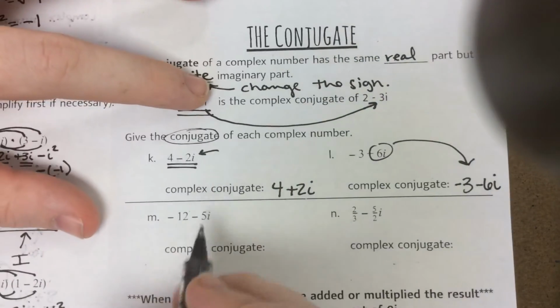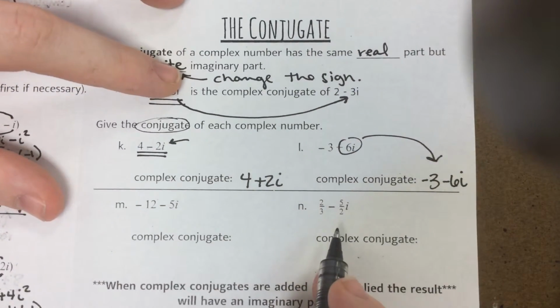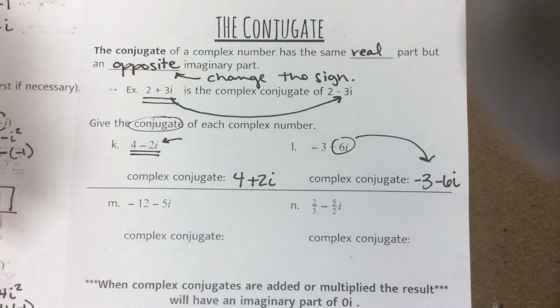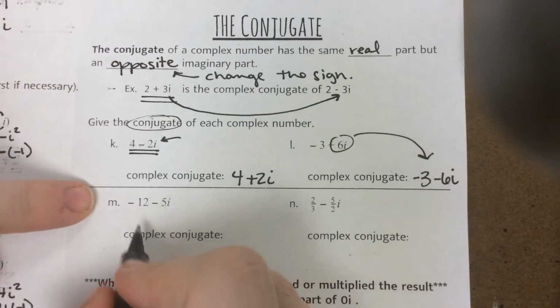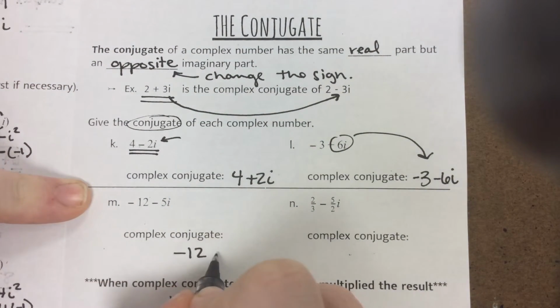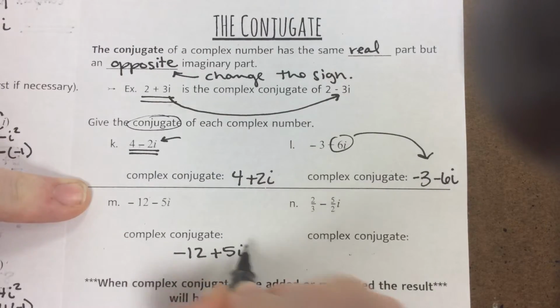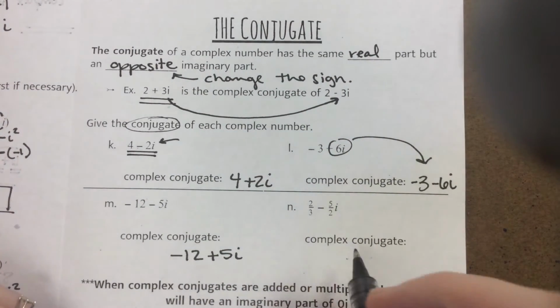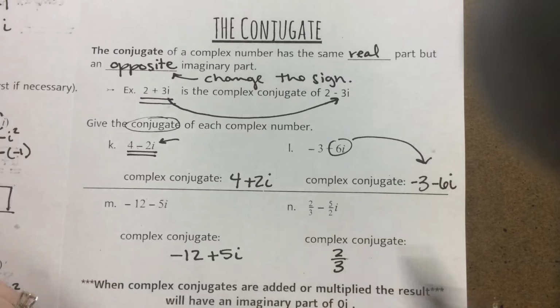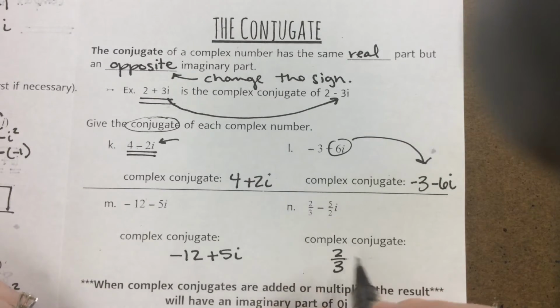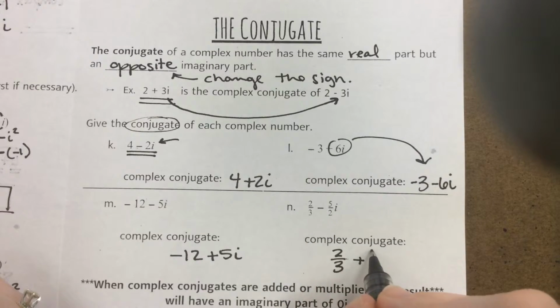Okay. Try M and N on your own. The complex conjugate for this is a negative 12 plus 5i. For the complex conjugate of this one, the 2/3, don't let the fractions throw you off, no big deal. 2/3 is the real part, the imaginary part is the part with the i, so we'll change that to a positive 5/2 i.